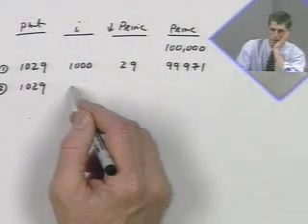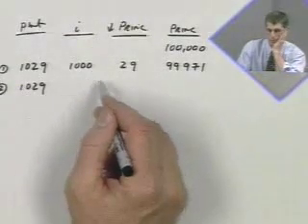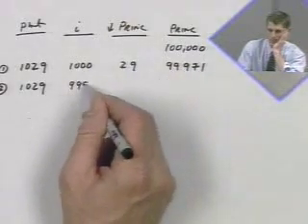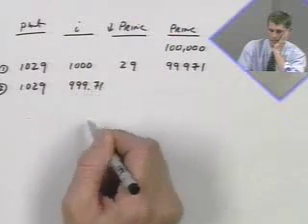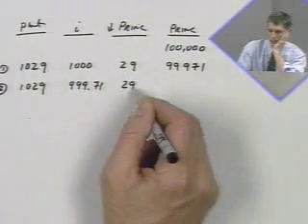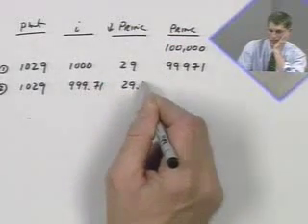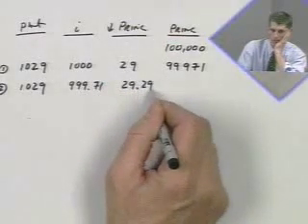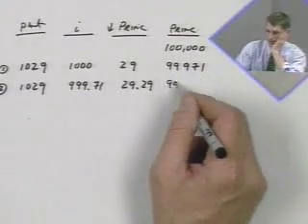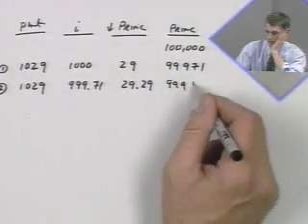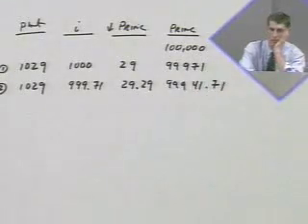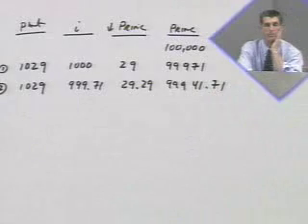You pay interest at 1% of the outstanding balance, which is now $99,971. So this would be $999.71. And the principal amount would be $29.29, right? So at the end of the second period, it would be 999, 30 from that would be 41.71. Does that make sense, everybody?